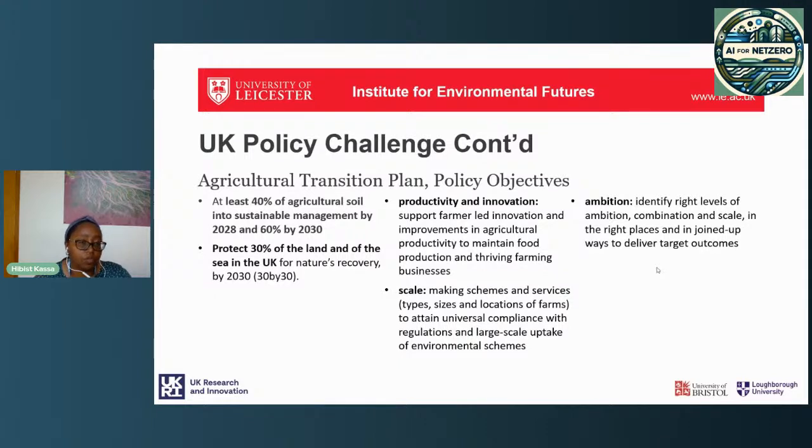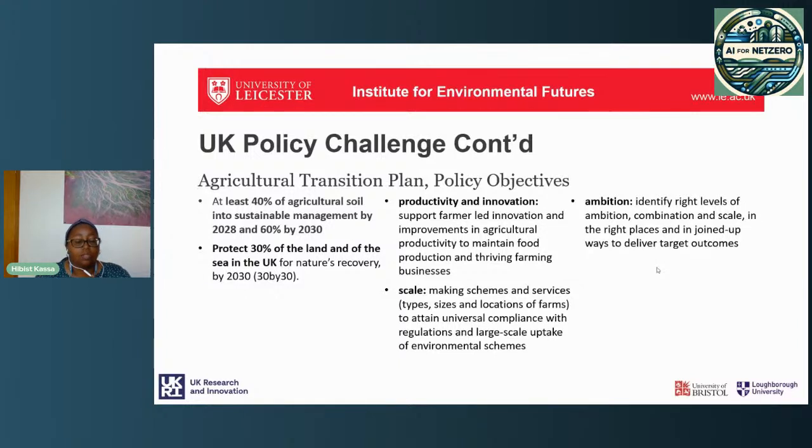So in terms of the UK policy framing, in England in particular, the Agricultural Transition Plan has sought to at least turn 40% of agricultural soil to sustainable management by 2028 and 60% by 2030, and protect 30% of the land and of the sea in the UK for nature's recovery. That's the 30 by 30 strategy. And around this, it's framed around three policy goals.